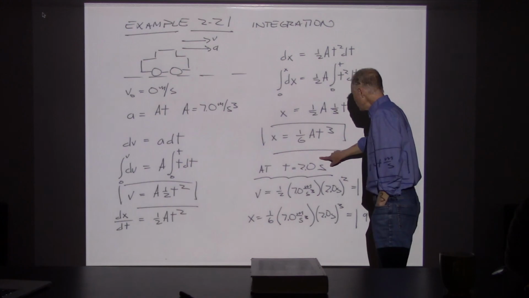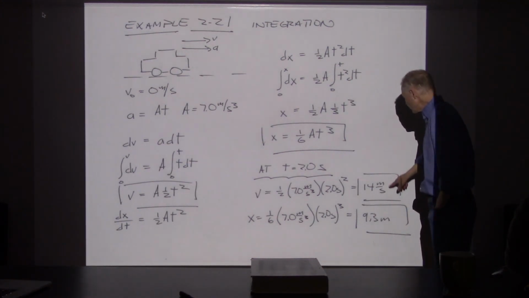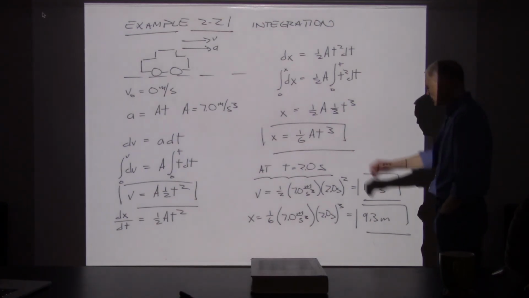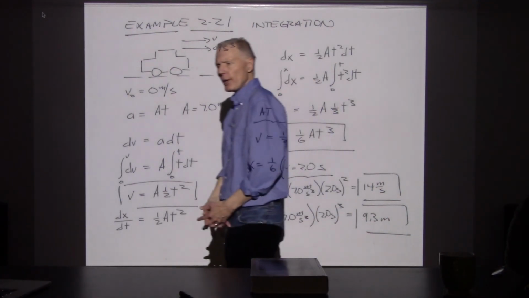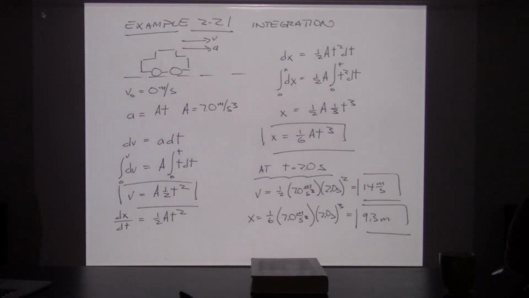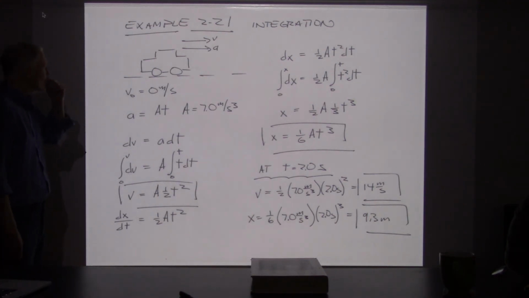So at 2 seconds, the velocity is 14 meters per second by plugging into my velocity formula, and the displacement will be 9.3 meters. Okay, so it's an interesting example. I don't know if you see anything like this in your calculus classes, but this is a more general way to come up with formulas for velocity and displacement.